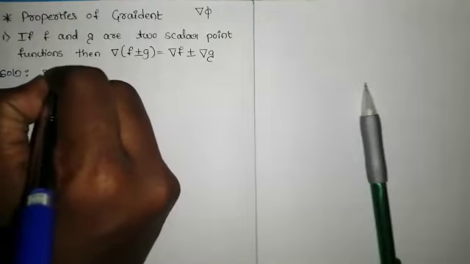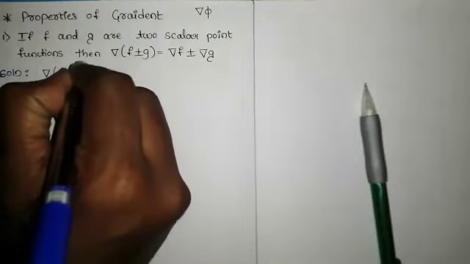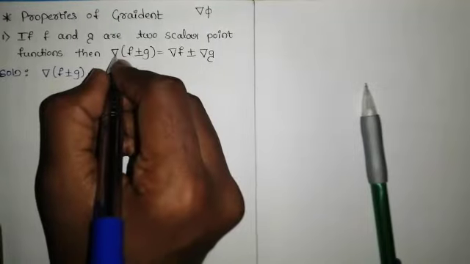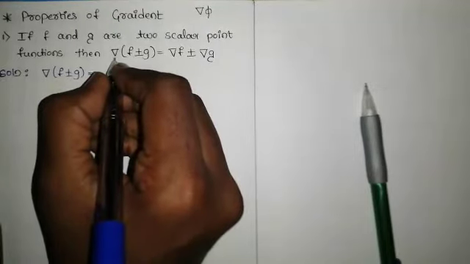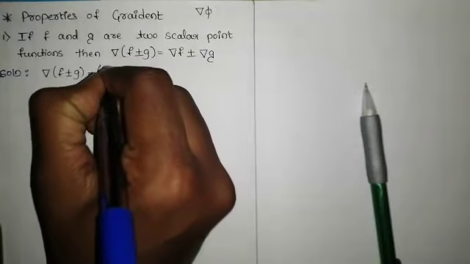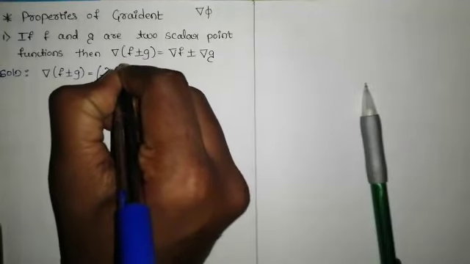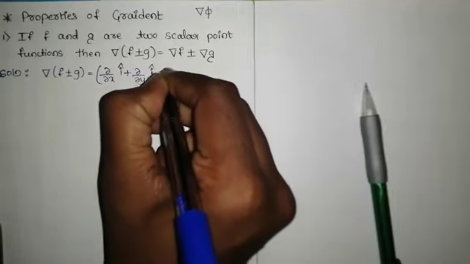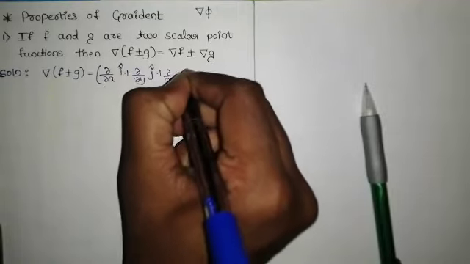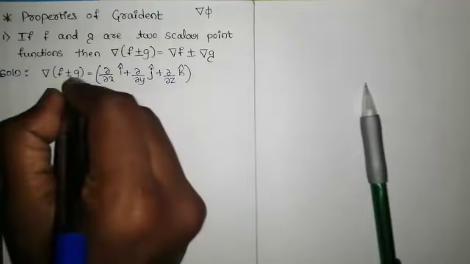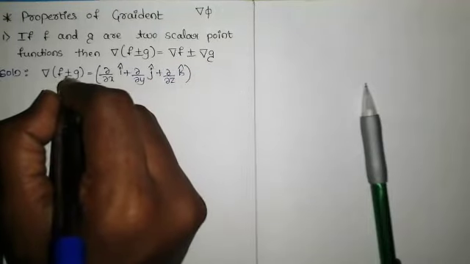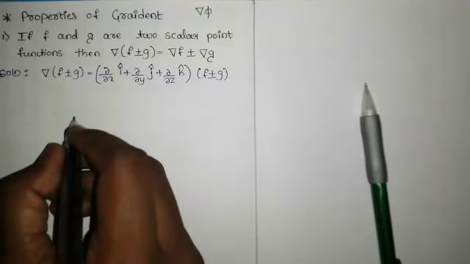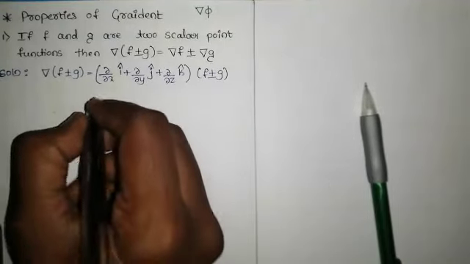Given del of (f plus or minus g), this is our LHS part. Now define del: dou by dou x into i cap plus dou by dou y into j cap plus dou by dou z into k cap. Here I am considering both plus and minus conditions for the two functions f and g.